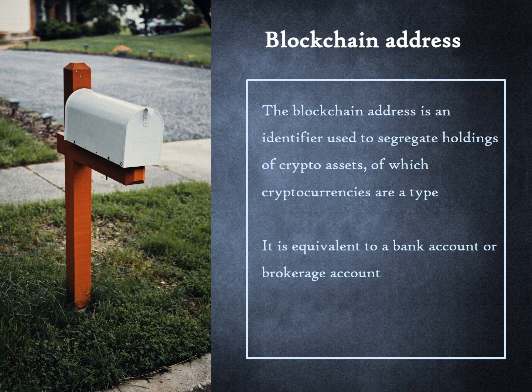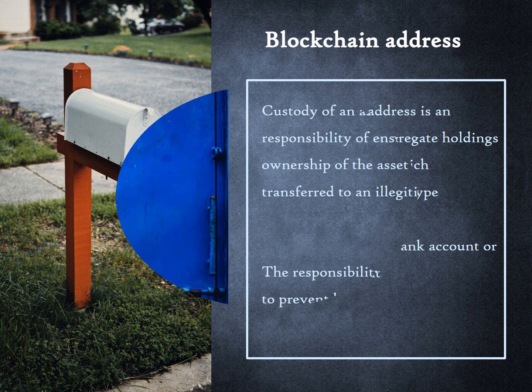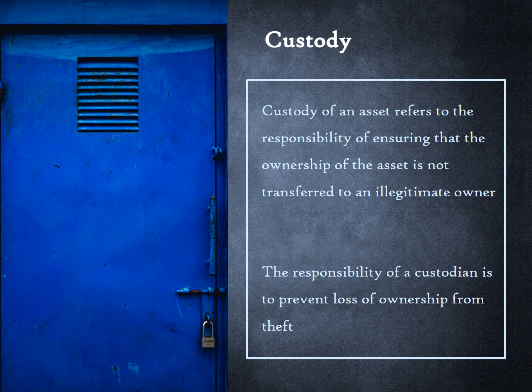The blockchain address is an identifier used to segregate holdings of crypto assets, of which cryptocurrencies are a type. The blockchain address is equivalent to a bank account or brokerage account. In the next lesson, we will learn that the blockchain addresses can hold other types of information apart from crypto asset holdings. For instance, they can hold software code. Custody of an asset refers to the responsibility of ensuring that the ownership of the asset is not transferred to an illegitimate owner.